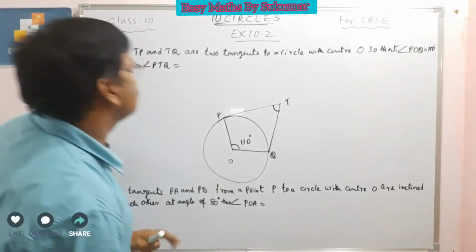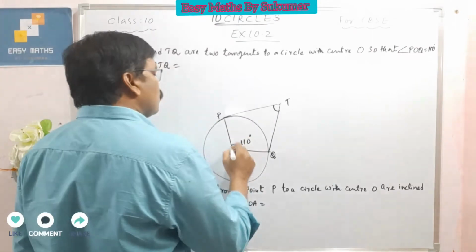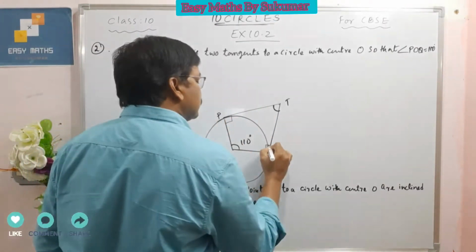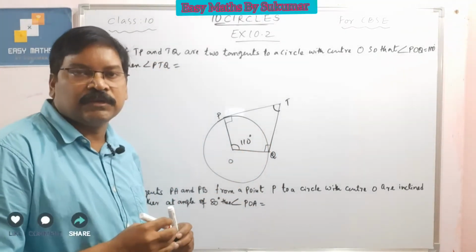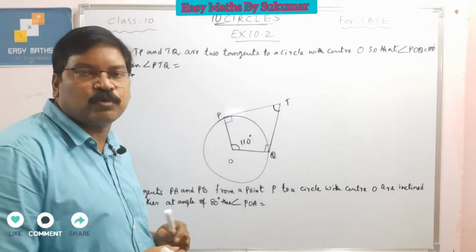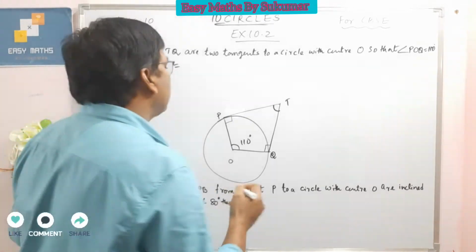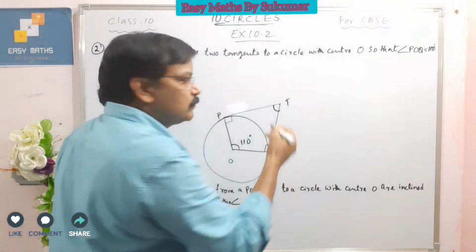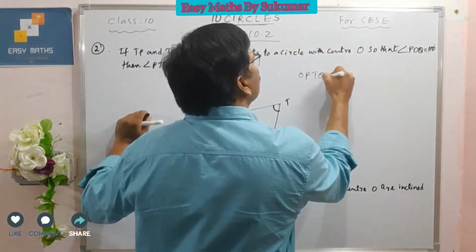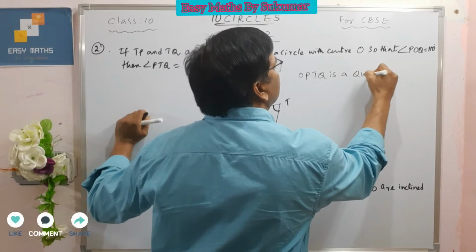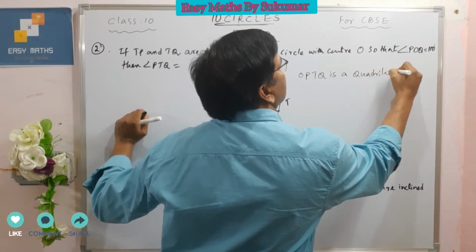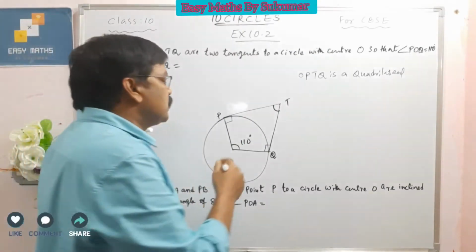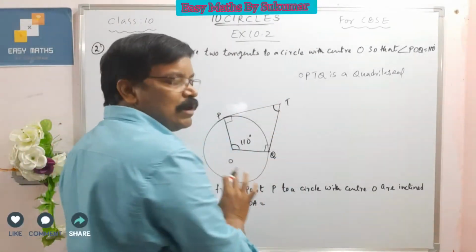See here, my dear students, you know that angle OPT is 90 degrees and angle OQT is also 90 degrees according to theorem 10.1. The angle between the tangent and the radius at the point of contact is 90 degrees. So my dear students, this OPTQ is a quadrilateral. Just I am writing the justification here.